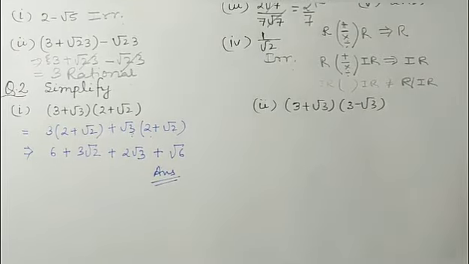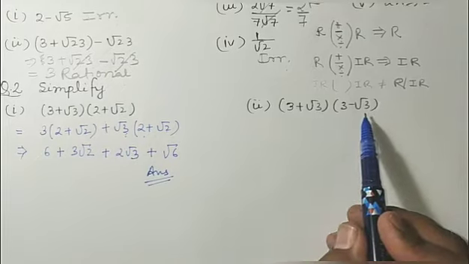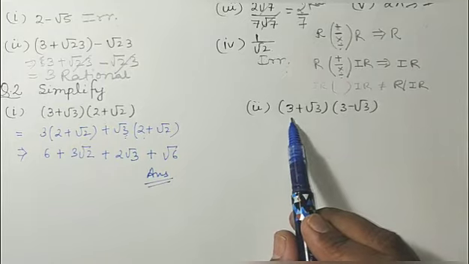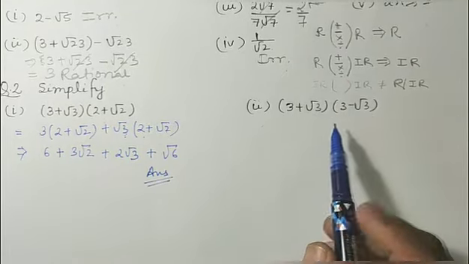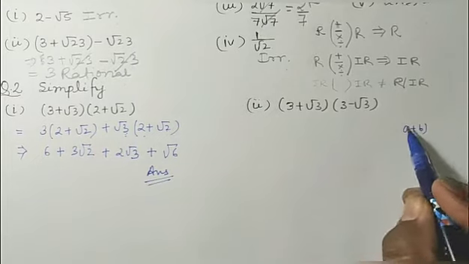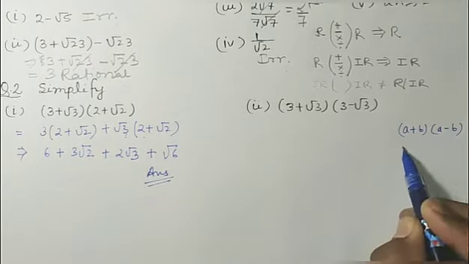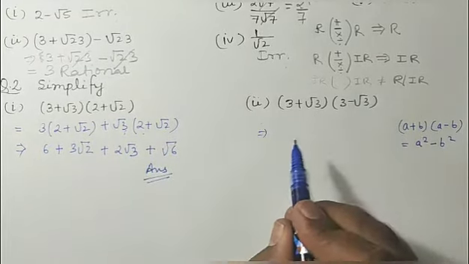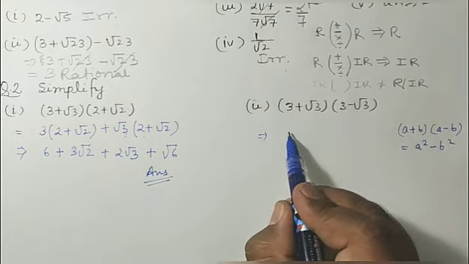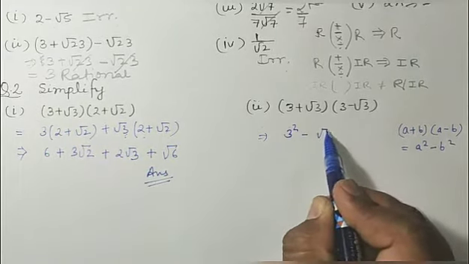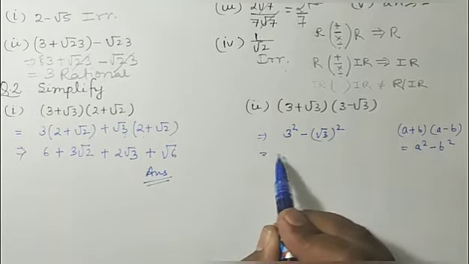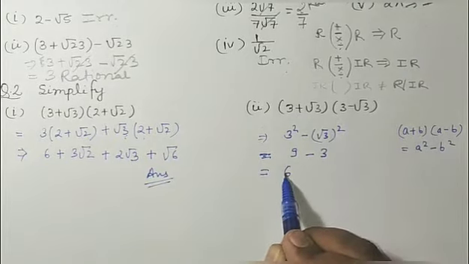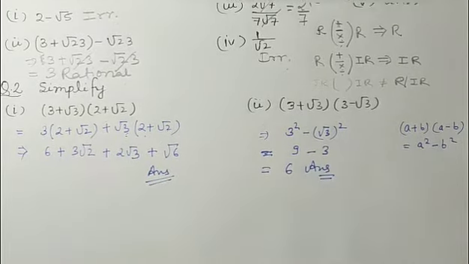Okay. Now coming to this part, 3 plus under root 3, 3 minus under root 3. If you observe this question, it is of the form a plus b, a minus b. Whenever you see a plus b into a minus b, you can write it as a square minus b square. So a square is what? 9, and b square is what? Under root 3 square is 3. So it will be 6. So here 6 will be your answer.